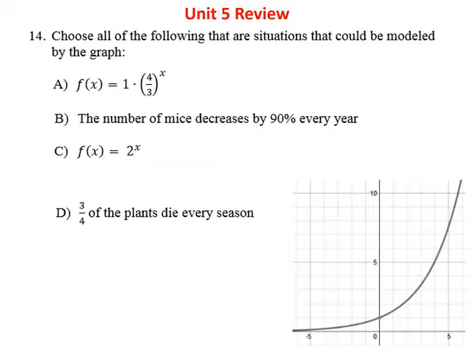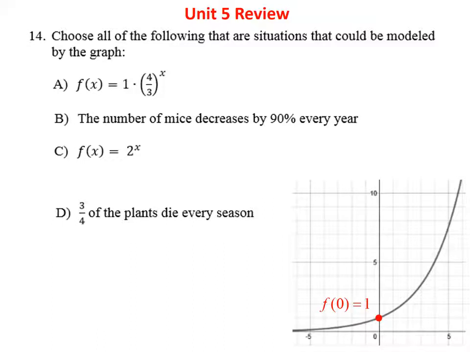Problem 14 asks us to look at the graph and determine which of these situations, A, B, C, or D, could be modeled by that. So let's look at the graph first. First of all, I want to find out where the beginning point is, the a-zero point. Notice here, when x is 0, my first term is going to be 1. So this is the point (0, 1). So in my equation for a function, y equals a times b to the x, a has to be 1.